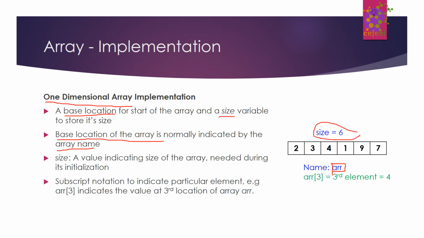To individually access the elements of an array, we use a subscript notation, which means a number inside square brackets. That indicates the index of the element we want to access. So let's say we have ARR[3], which means we want to access the third element, that is 1, 2, 3, which is 4. So ARR[3] essentially means go to the third element starting from the start.